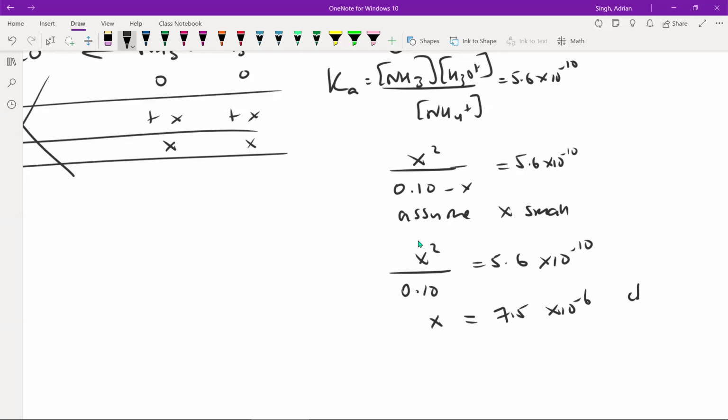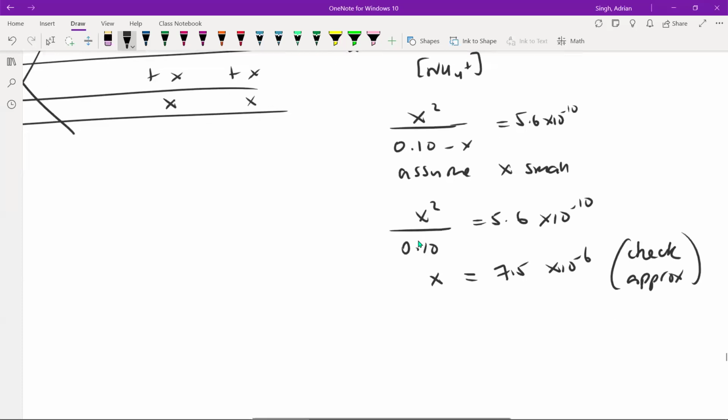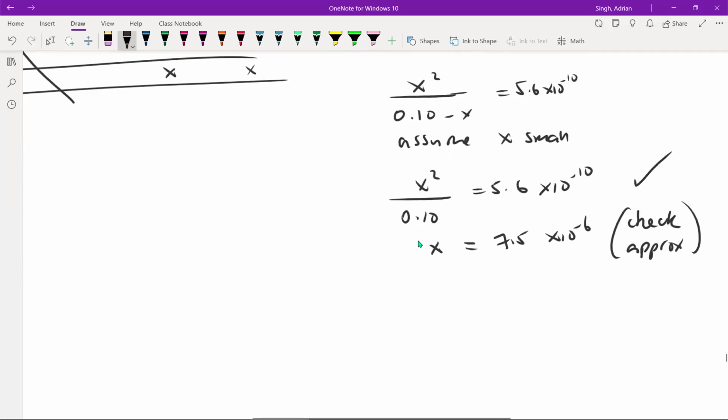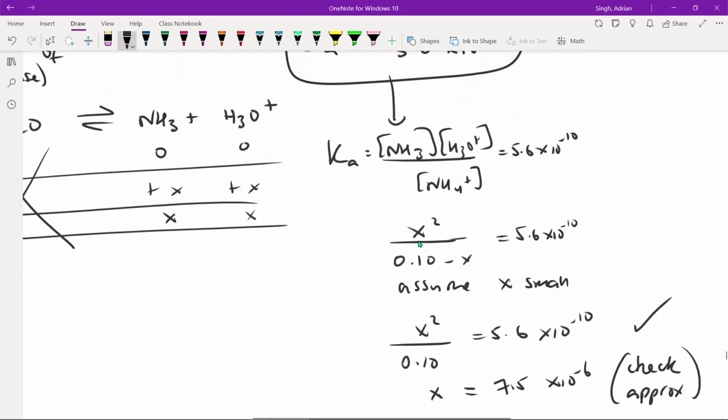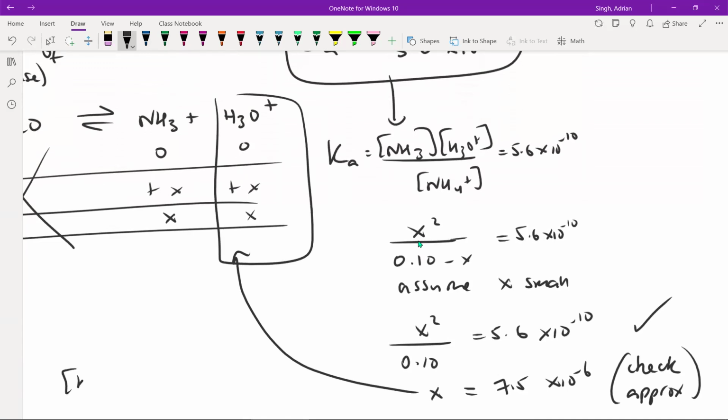Then we want to check the approximation. I'm not going to go through that. I think that's something you can do, and we'll see that it is valid. So our x there is equal to 7.5 times 10 to the minus 6. That is the concentration of the H3O plus.